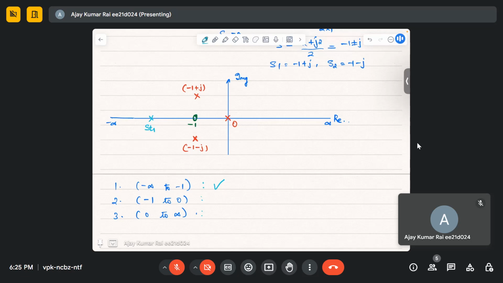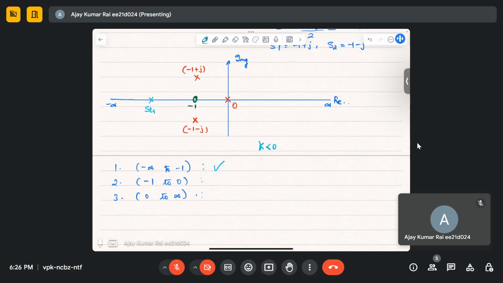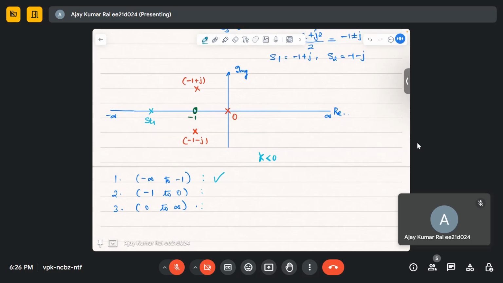Because we are considering the case where k is less than 0, that's why we are considering the even number. So let's go to the second region, from minus 1 to 0. If you take a test point here, t2, and see to the right of that test point, how many open loop zeros and poles are lying? Only one, right? One is an odd number. So the root locus does not exist in this region.